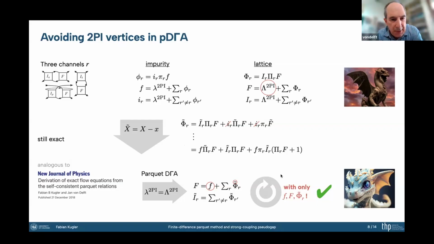So I have another question here, Fabian. Is it obvious that this phi tilde object, which is the difference between 2 objects which do have divergences, does not have a divergence?